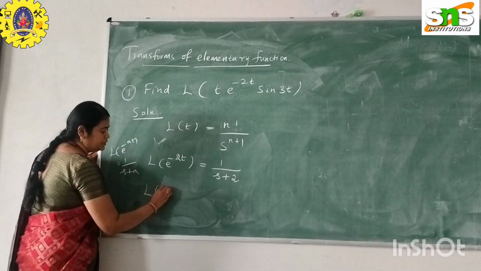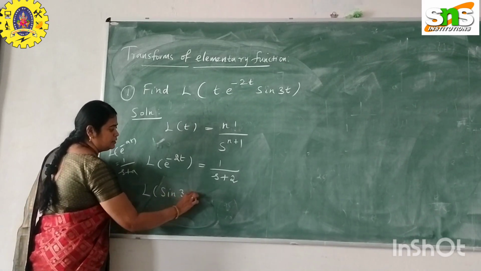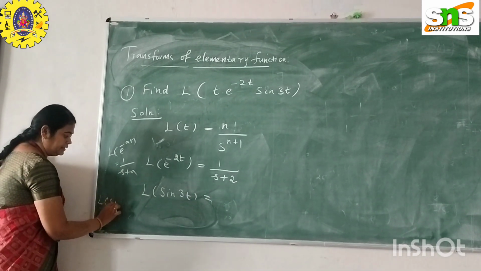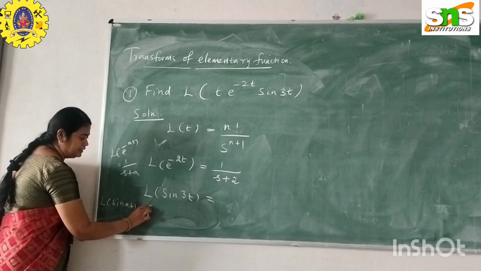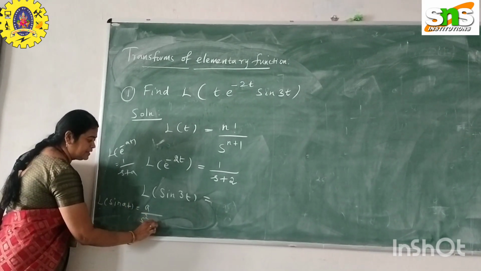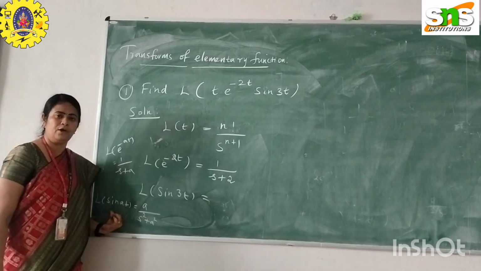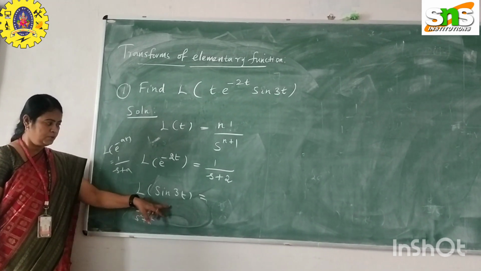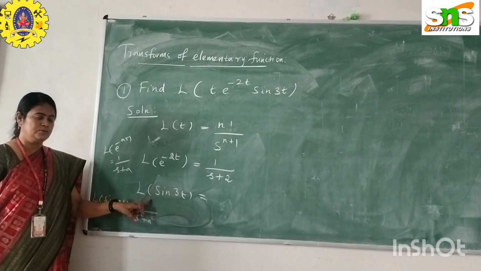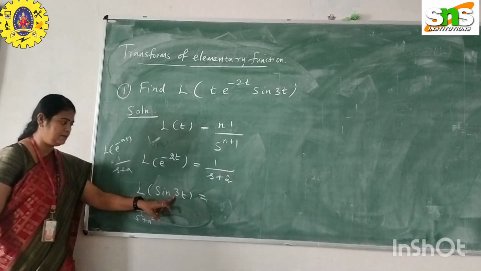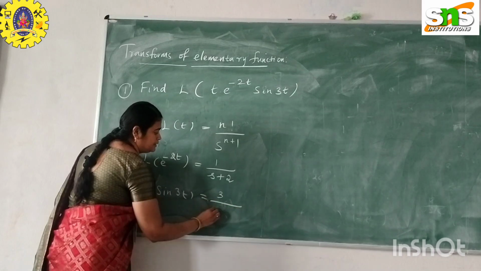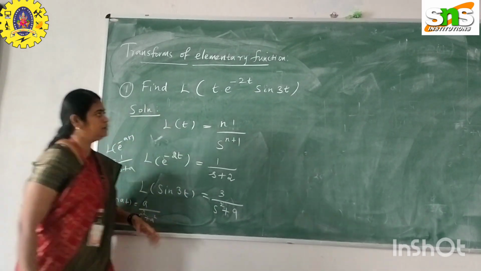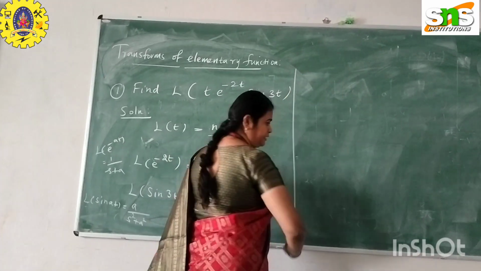Similarly, the third portion, L of sin 3t. What is the formula for sin 3t? L of sin at is nothing but a by s square plus a square. If it is L of cos at, you have to write s by s square plus a square. In this case our a is 3, so 3 divided by s square plus 3 square, that is 9. So these are all the Laplace transforms for the separate functions.